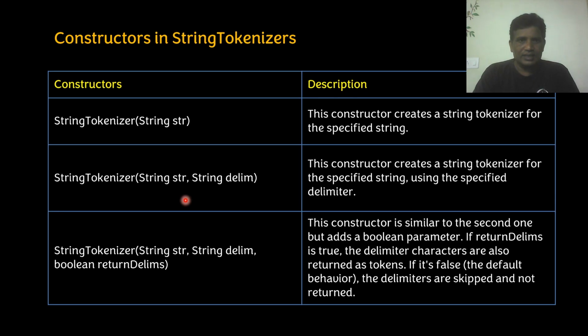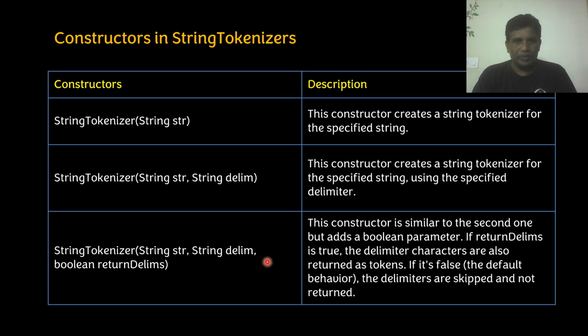What is the second constructor? The first argument is the string. The second argument is the delimiter. The meaning of this constructor is that based on the delimiter, the string is divided into tokens. The default delimiter in StringTokenizer is white space. If you do not provide any delimiter, the StringTokenizer class will consider the white space. White space is the default delimiter.